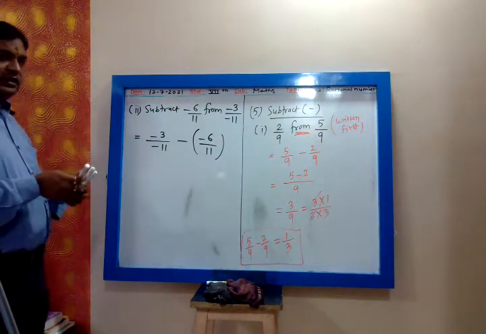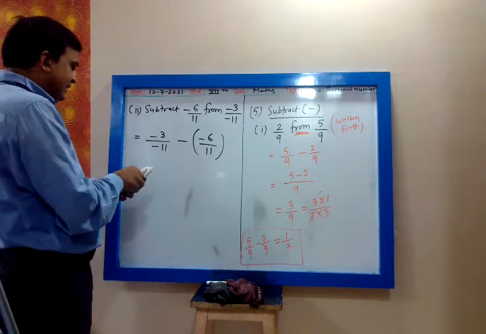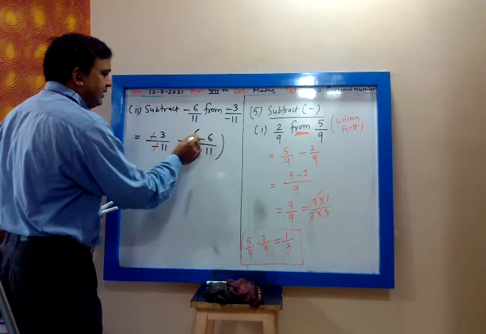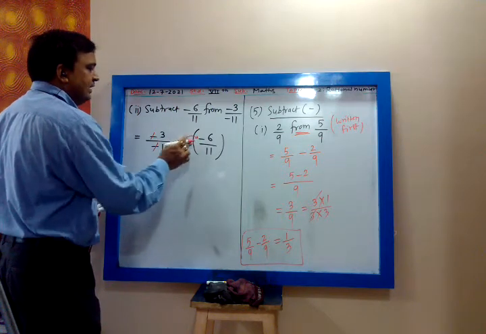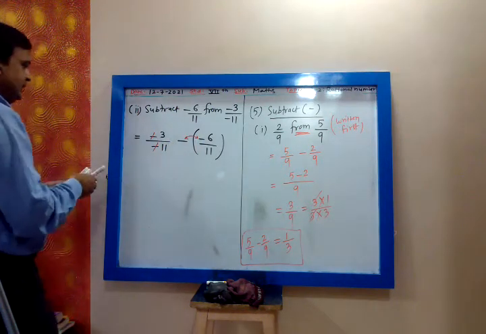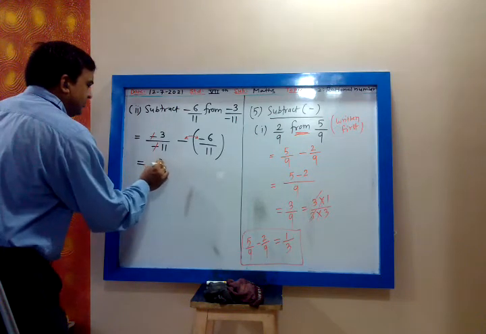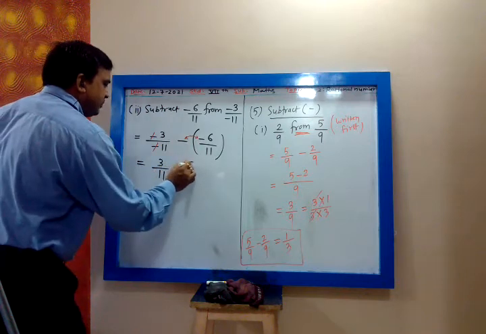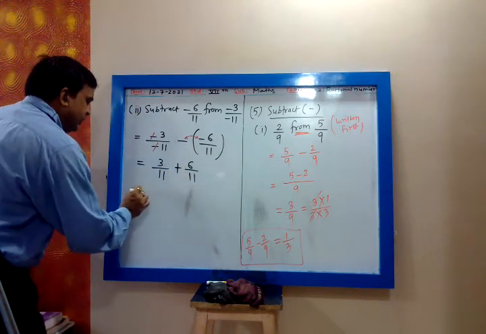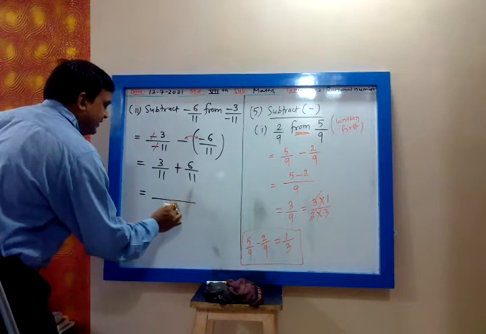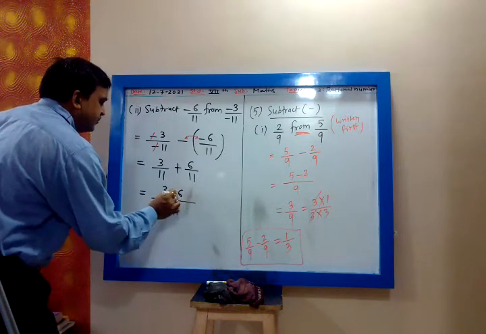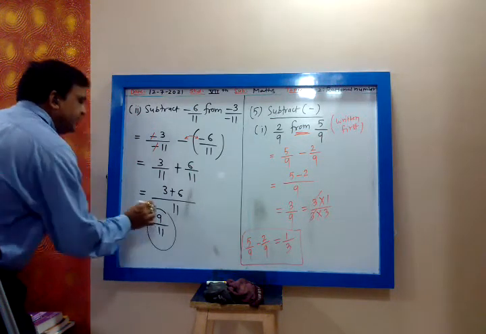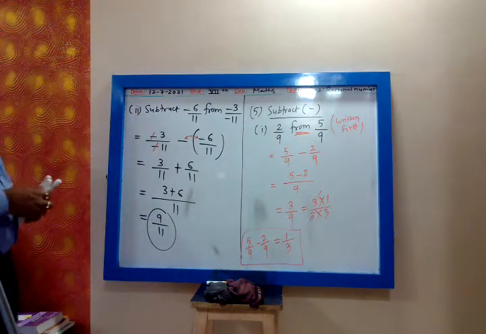So let us see. Minus sign, minus sign get cancelled. Then these two minus signs I will multiply. Minus into minus is plus. So this becomes 3 upon 11. Minus into minus is plus, 6 upon 11. Now the denominator is same, 11, so I can simplify the numerator, 3 plus 6. That is 9 upon 11. So the answer is 9 upon 11.